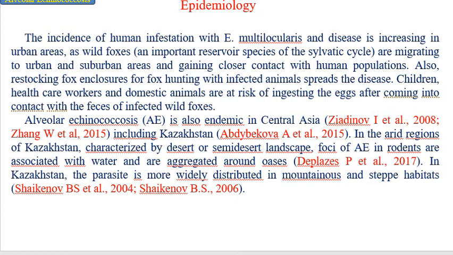Children, healthcare workers, and domestic animals are at risk by ingesting the eggs through contact with the feces of infected wild foxes. Alveolar echinococcosis is endemic in Central Asia, including Kazakhstan. In arid regions of Kazakhstan, characterized by desert and semi-desert landscape, foci of echinococcosis occur. Alveolar echinococcosis is associated with rodents around water and oases in Kazakhstan. The parasite is more widely distributed in mountainous and steppe habitats.